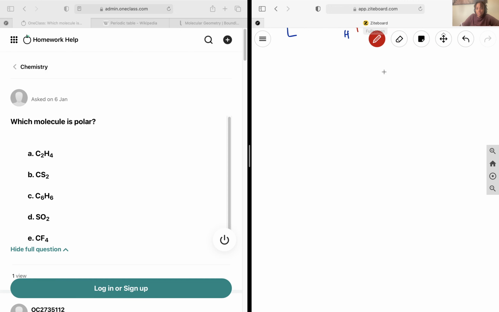On to our second last one. We have SO2. Our valence electrons are going to be 6 plus 2 by 6. So that's just 3 by 6. So we have 18 electrons. We're going to put sulfur in the middle and the 2 oxygens. Start with single bonds. Fill in all of the octets. So 2, 4, 6, 8, 10, 12, 14, 16, 18, 20. Too many electrons.